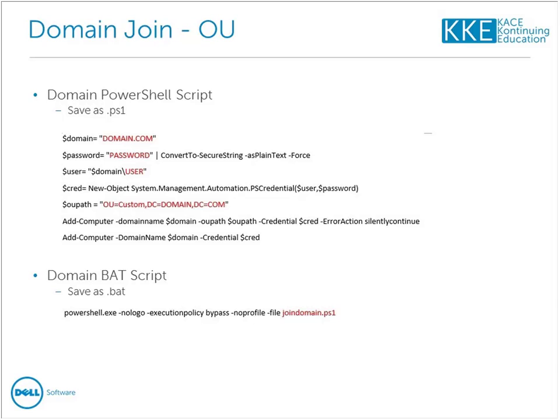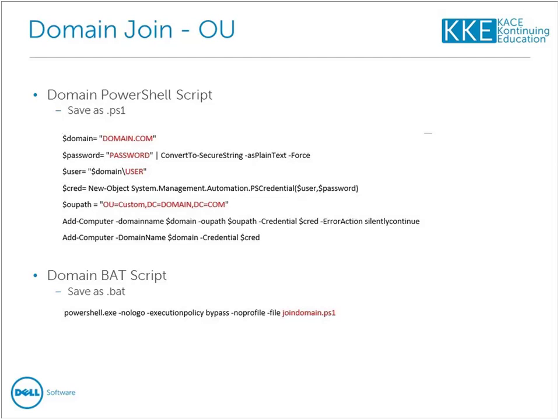So we create our PS1 here. Then we create a batch script, and this batch script is going to have our PowerShell information, and it's going to point to the PowerShell script that we just created. I created one called joindomain.ps1. You can have multiple PowerShell scripts. Just make sure that for each PowerShell script, there is one batch script. So if you had 6 different OUs that you wanted to join, create 6 different PowerShell scripts and 6 different batch scripts that point to each individual PowerShell script, okay?